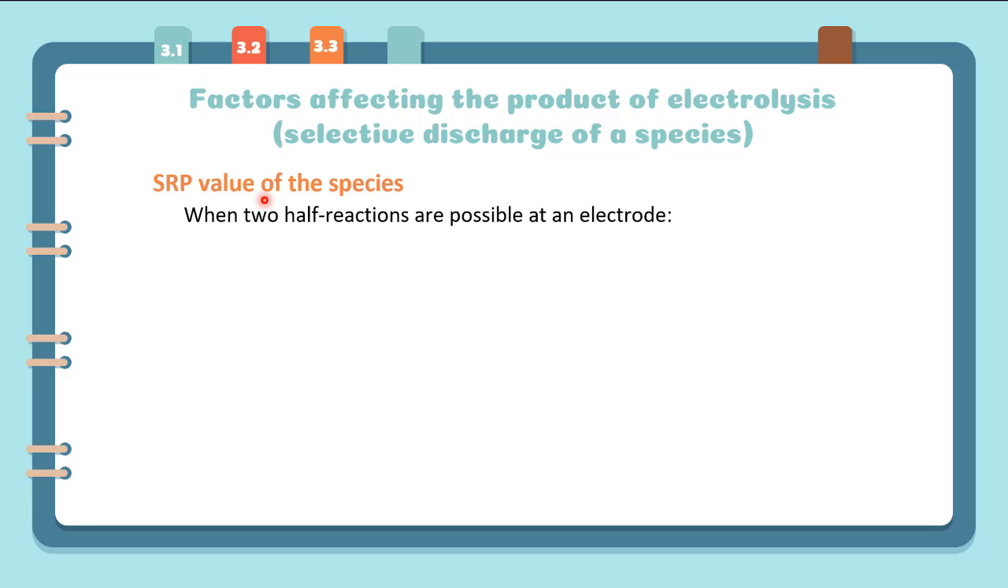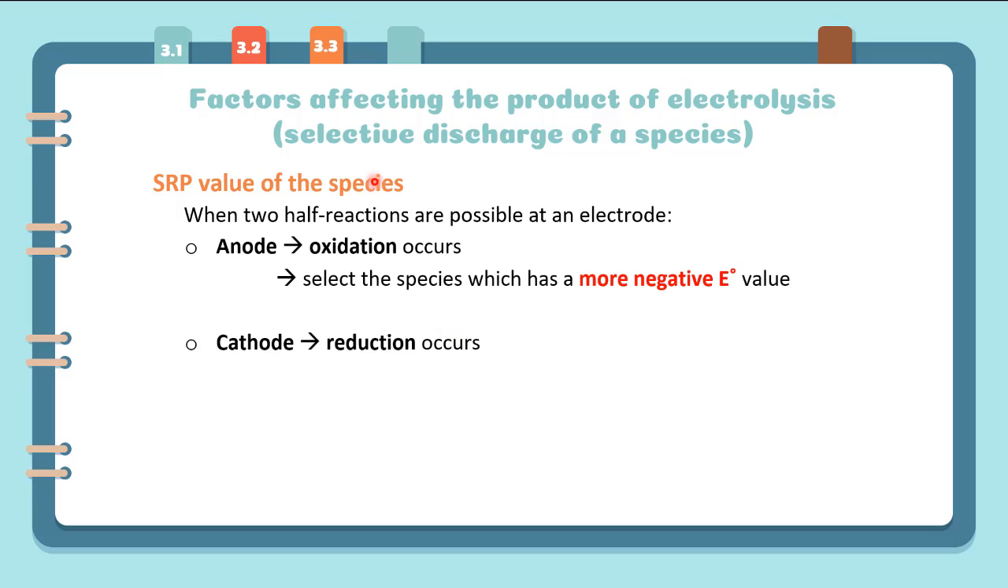So when two half reactions are possible at an electrode, for the anode, we want oxidation to occur. For the cathode, reduction occurs. So at the anode, where oxidation occurs, we will select the species which has a more negative electrode potential value, whereas at the cathode, reactions prefer species which have a more positive electrode potential value.